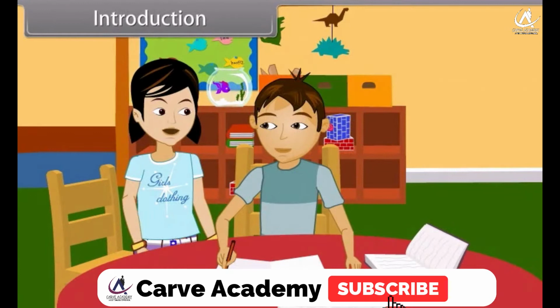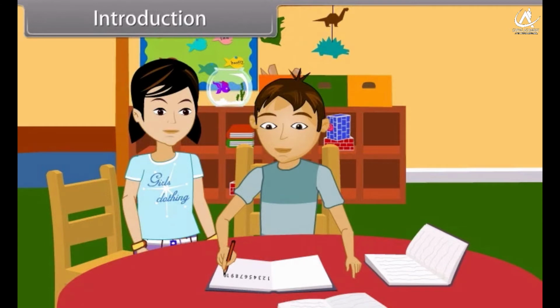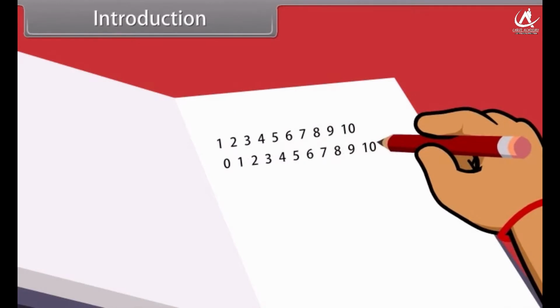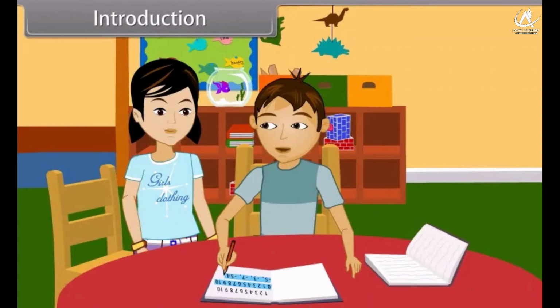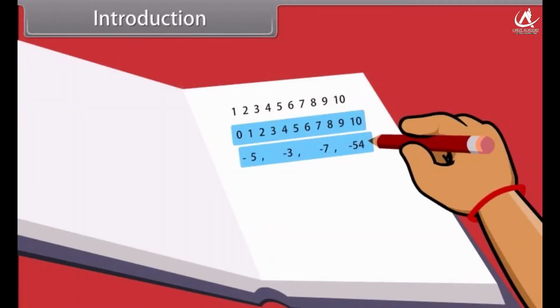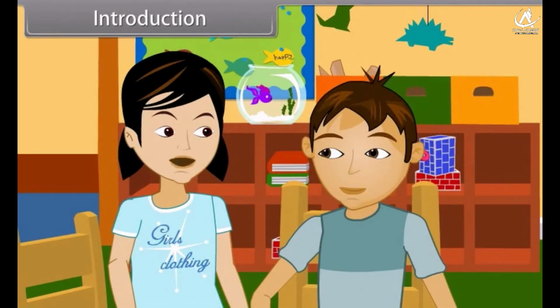What are you doing, Amit? I'm writing numbers. Oh, natural numbers. Do you know what we will call the numbers if I add 0 with these? Yes, I know. These are whole numbers now. And what are these? Negative numbers. Yes, these are negative numbers. And the collection of all these numbers is called integers. Interesting. Do you know there are numbers like rational numbers and irrational numbers as well? What are those? Come, let's learn about them.